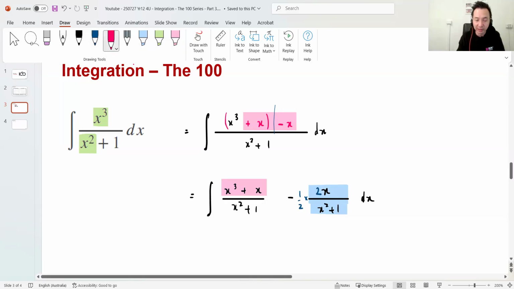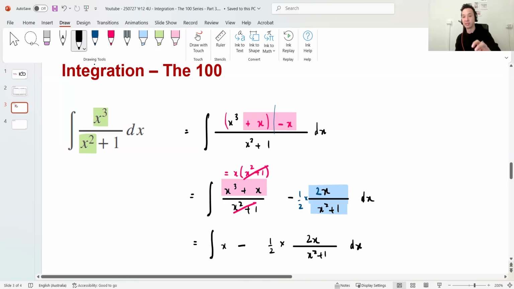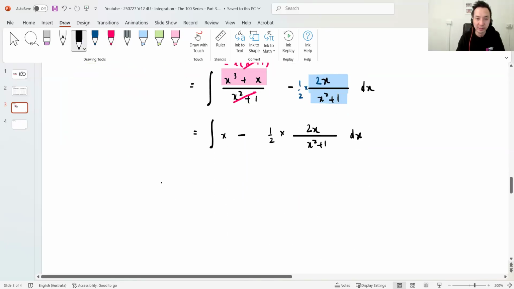Actually, can I take a step back? If I factorize x out, that bit cancels out with that bit, and I'm left with x. So what you get is the integral of x minus, now I'll put the half there, multiplied by 2x over x squared plus 1, because that's ln, because if the function's downstairs, the derivative is upstairs. Everything's integratable. My final answer will be x squared on 2 minus a half ln of x squared plus 1 plus c.